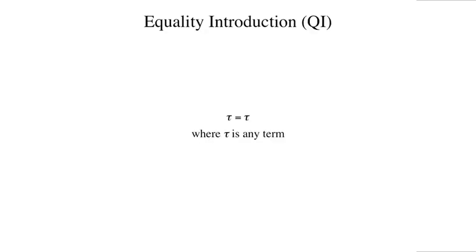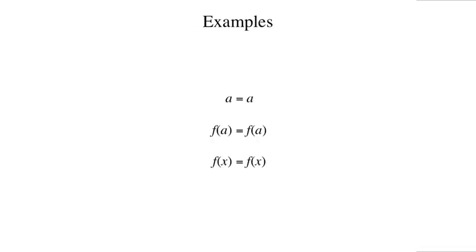And it turns out all we need is one axiom schema and one rule of inference. Our axiom schema is called equality introduction, or EI. It allows us to write down arbitrary equations in which the first term and the second term are equal. For example, without any premises whatsoever, we can write down equations like a equals a, and f of a equals f of a, and even non-ground equations like f of x equals f of x.